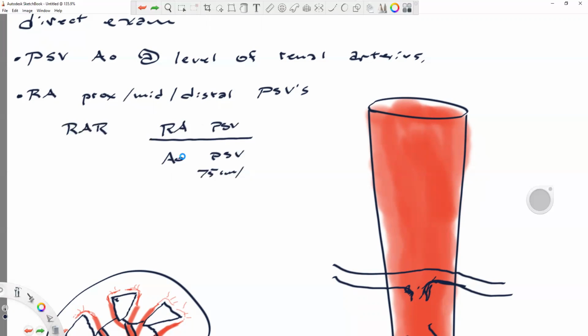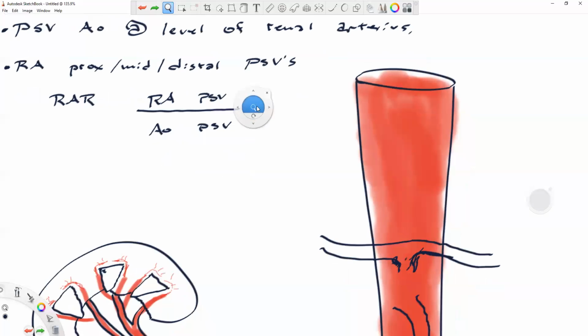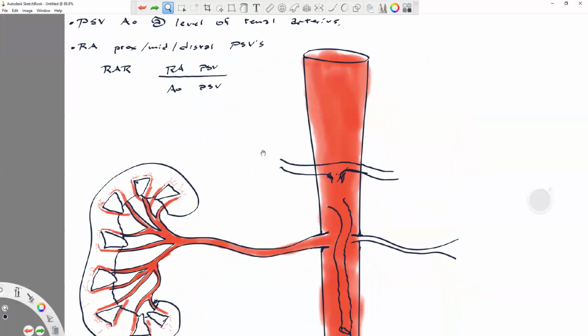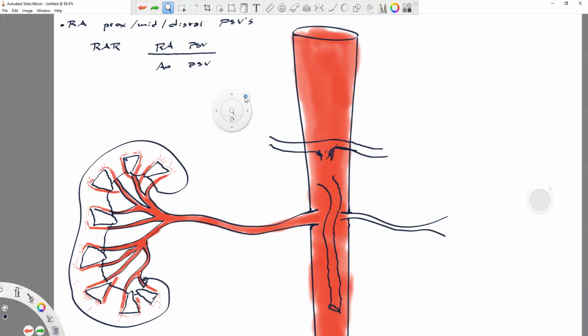Now, let's just erase some of this stuff. So let me show you what that theoretically looks like. Obviously, doing the ultrasound exam is always a lot harder. So theoretically, that means you put your spectral, let's say right about there.